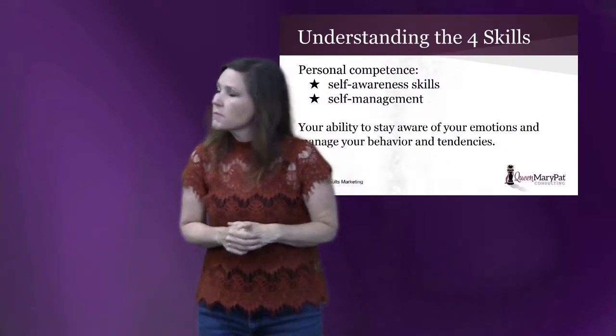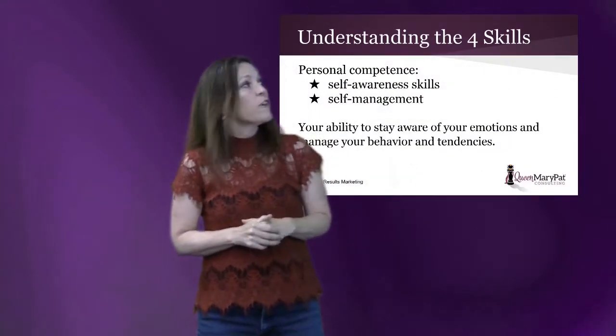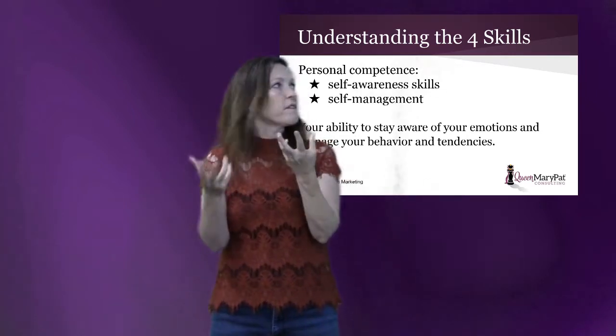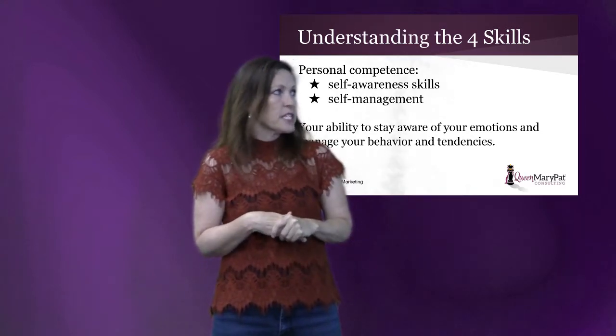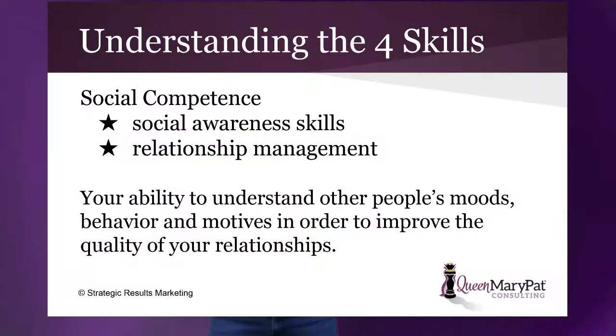So, let's understand these four skills. Personal competence is self-awareness and self-management. It's both of these pieces together. It's really your ability to stay aware of your emotions and manage your behaviors and tendencies. Social competence is social awareness with relationship management skills.